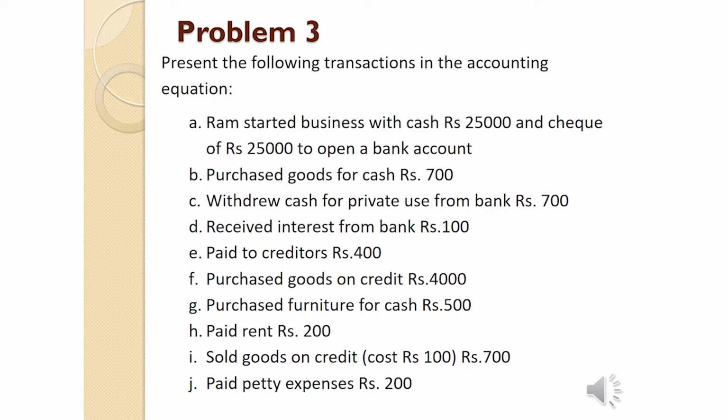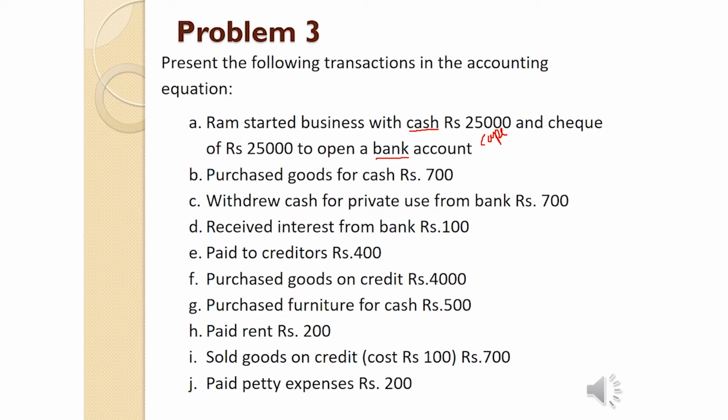Here cash account is debited. There are three accounts involved here: cash account, bank account, and another one is capital account. Here the cash will increase the capital of the business. So cash increases, bank balance is also increased, capital is also increased.